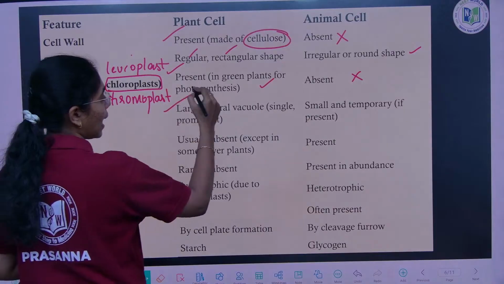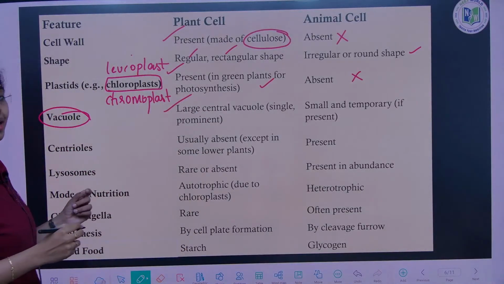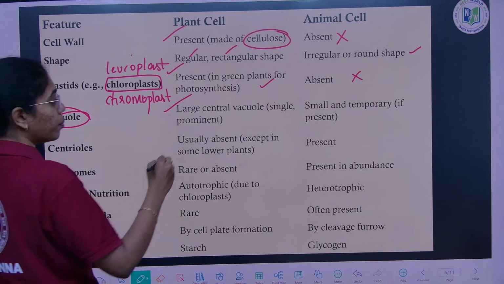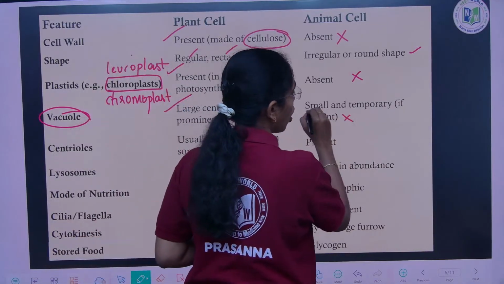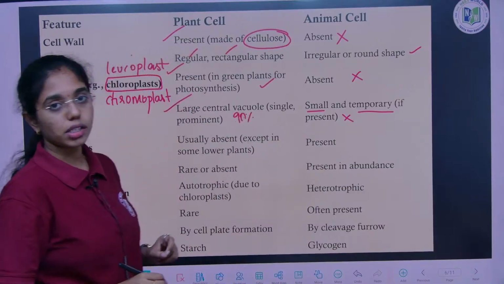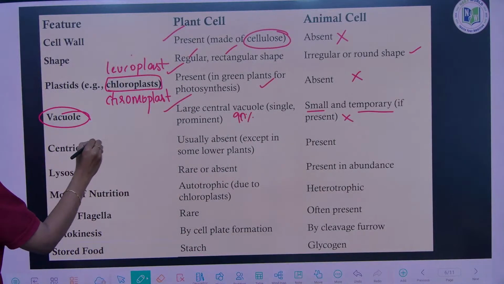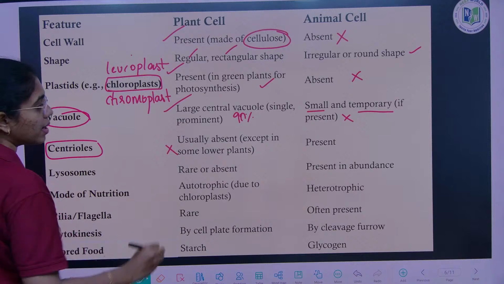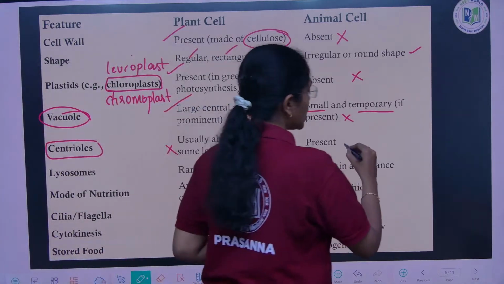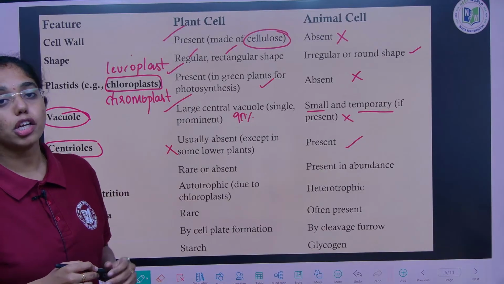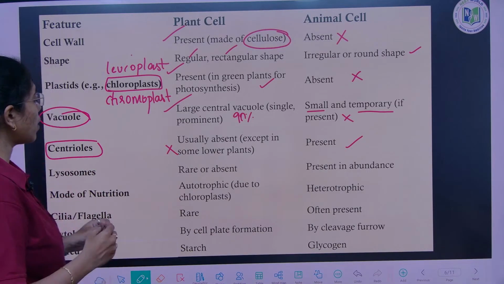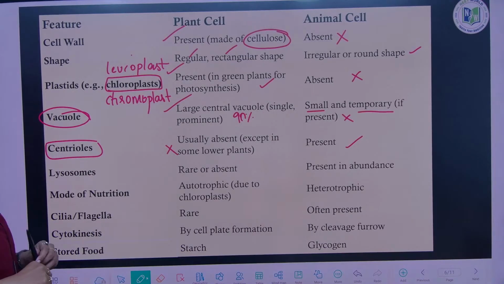Vacuole, you can see the large central vacuole with the membrane tonoplast, which occupies 90% of the plant cell volume in a plant cell, and is absent or small or temporary, limited in its number in an animal cell. Centrioles are absent in a plant cell; centrioles are present only in an animal cell. These are non-membrane bound again. What is the major function of centrioles? The major function is formation of spindle apparatus.